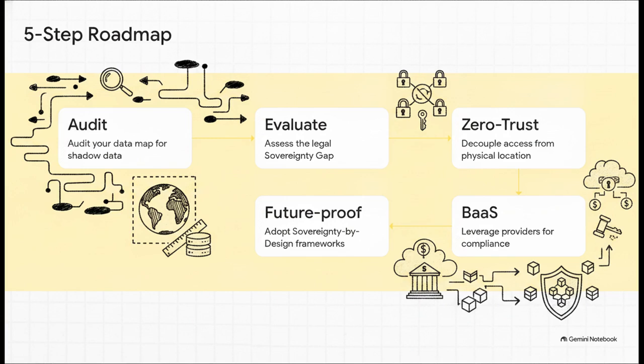Step 3, implement zero-trust architectures to completely decouple access from physical location. Step 4, leverage banking-as-a-service, or BaaS, providers to handle the heavy lifting of jurisdictional compliance for you. And finally, Step 5, future-proof your systems using the exact sovereignty by design frameworks we just explored.